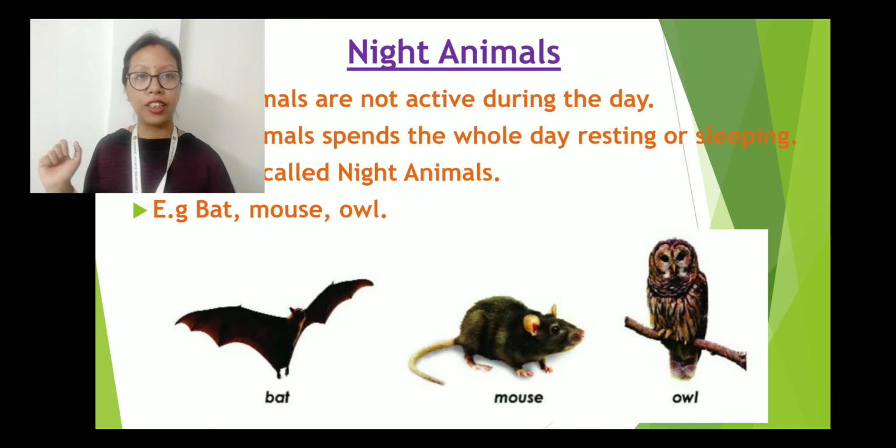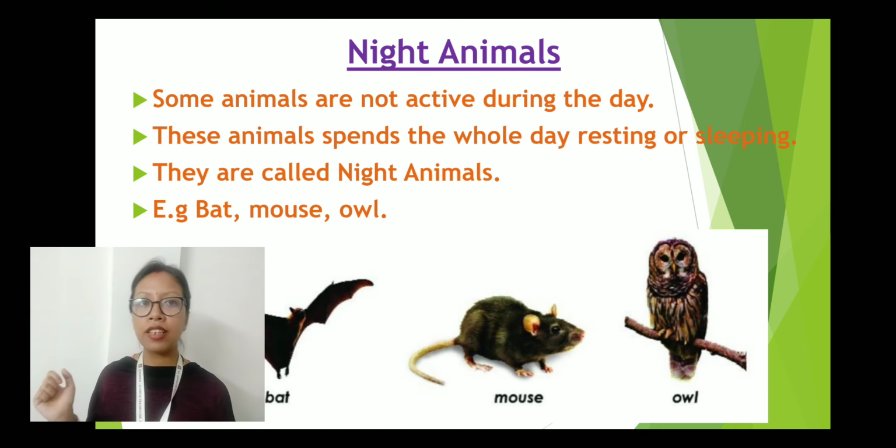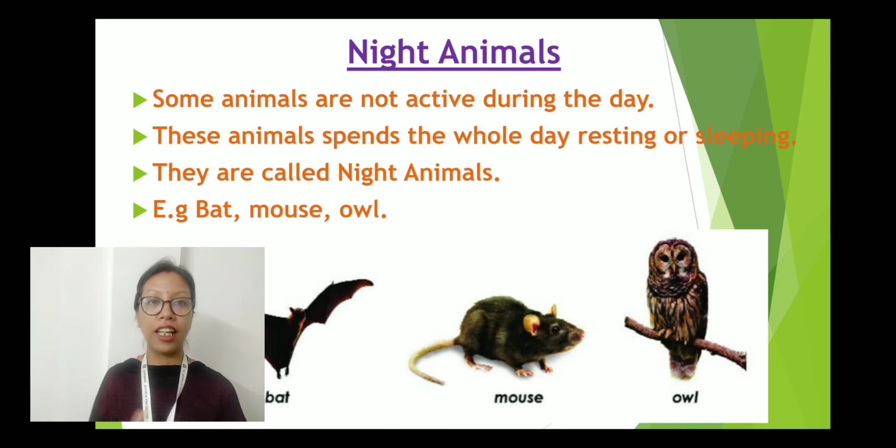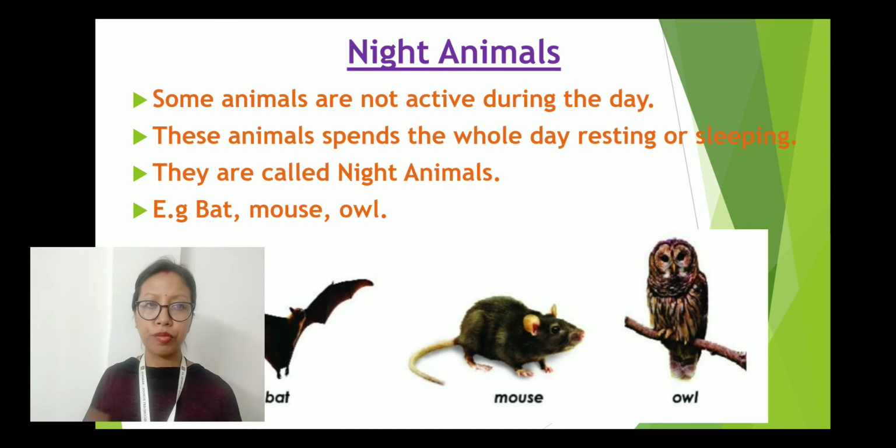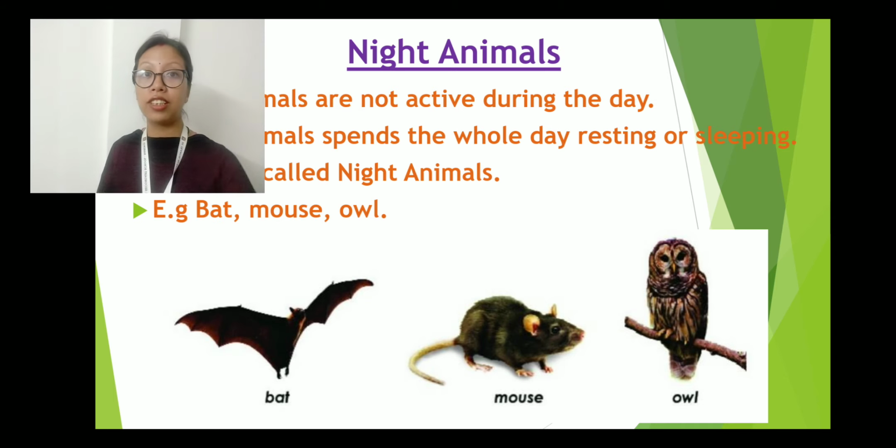Now let's come to the night animals. Some animals are not active during the day. These animals spend the whole day resting or sleeping. Now this is the opposite of the day animals. They are called night animals. They love spending the whole day resting or sleeping, while the day animals love resting or sleeping at night, right? And these animals are called night animals, like for example bat, mouse and owl.